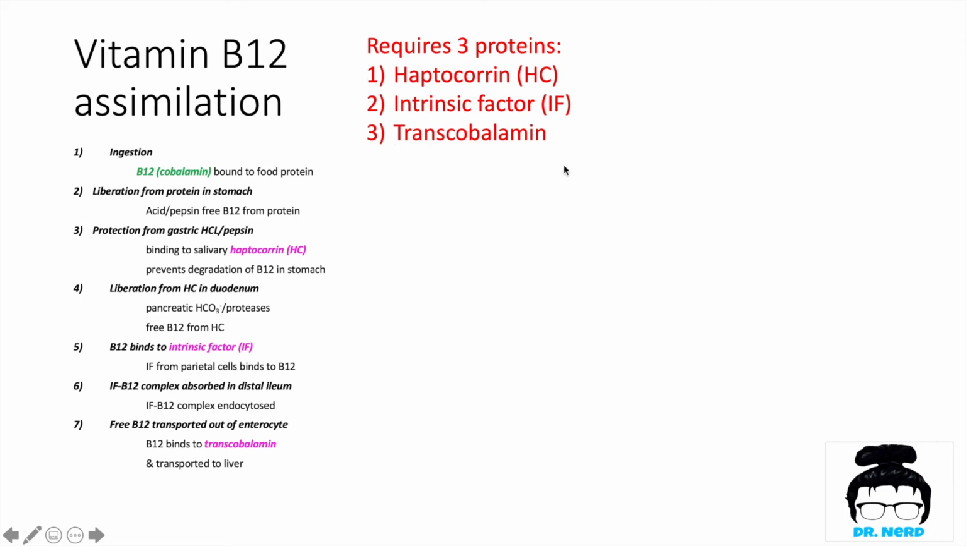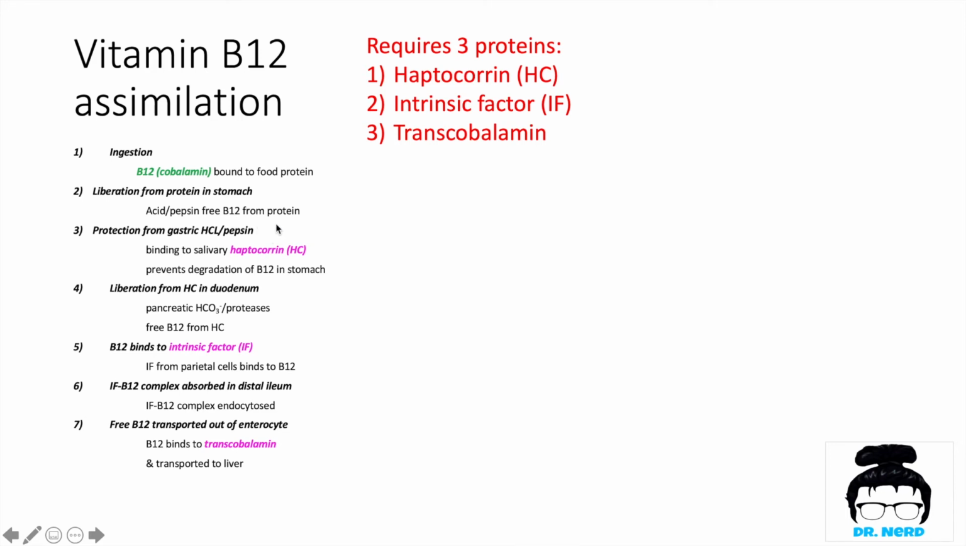The salivary glands release haptocorin. Just know that for now. And then it moves into the stomach. This haptocorin will bind to the B12. So the B12 bound to protein will move to the stomach.